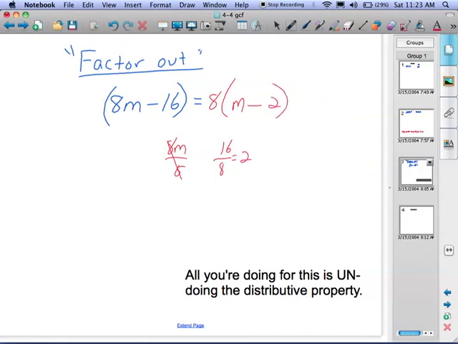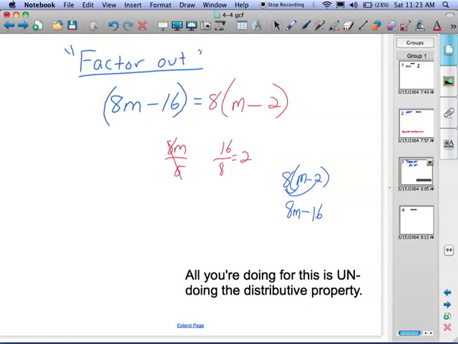So 8m minus 16 by itself, when we go to undo the distributive property, turns into 8 times the quantity, m minus 2. And we can check to see if our work is correct by doing the distributive property. 8 times m is 8m. It is subtraction, and 8 times 2 is 16. So we can start with the distributive property, which we did at the beginning of chapter 3, and work towards a solution. The beginning of chapter 3 had us work from 8 times m minus 2 to 8m minus 16. And today we are looking at how to undo that process.